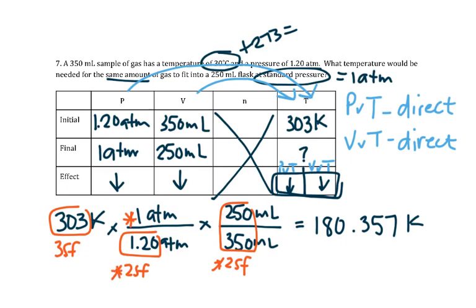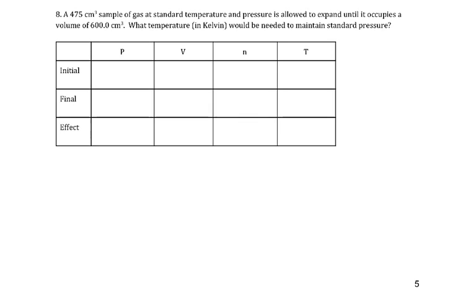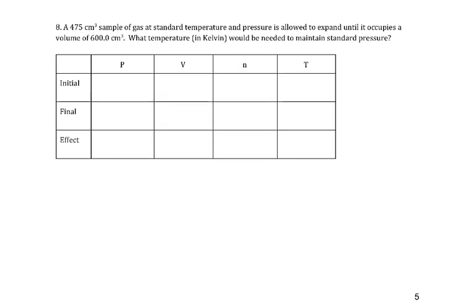So we'll move our decimal over 2 places, count 1, 2 sig figs, and cut that off. So you get 1.8 times 10 to the second Kelvin. Now moving on to our last problem in the guided practice.